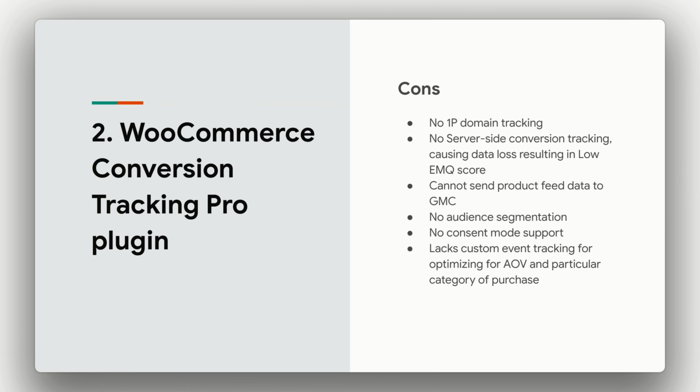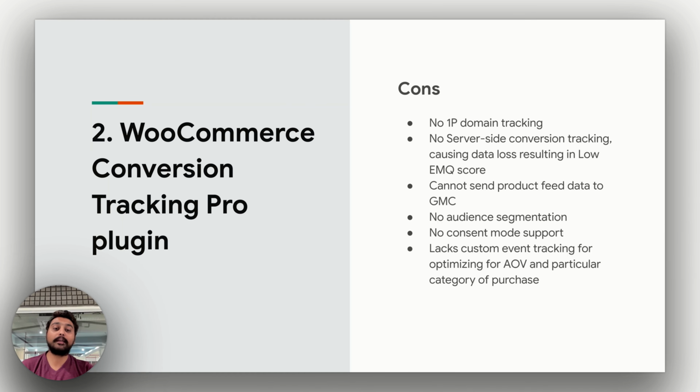Plus, it does not offer 1P domain tracking. 1P domain tracking is very essential because all the third party tracking tools will be blocked by ad blockers, and some of the new Web3 based browsers like Brave and Firefox, or Safari, also are deprecating these third party cookies. So it will be very difficult if you're just using the WooCommerce Conversion Tracking Pro plugin. Another drawback is you cannot send this product feed data to Google Merchant Center. You can send only to Facebook. So that is a con that you would see when you're using this plugin.